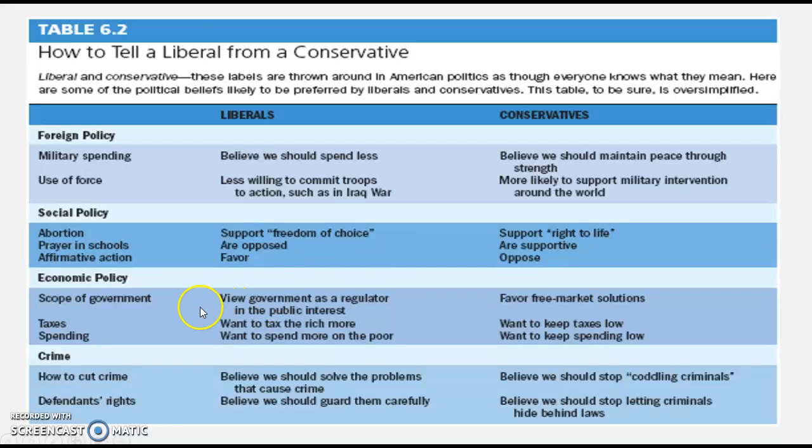In terms of the scope of government, liberals tend to view government as a regulator in the public interest, whereas conservatives tend to embrace laissez-faire, free market solutions to problems. Liberals want to tax the rich more, whereas conservatives generally want to keep taxes low.